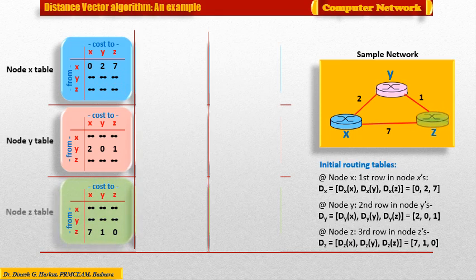Since we are about to start the algorithm, initially node X does not receive any updates from node Y and node Z. Hence, the distance vector values for node Y and node Z are initialized with infinity.